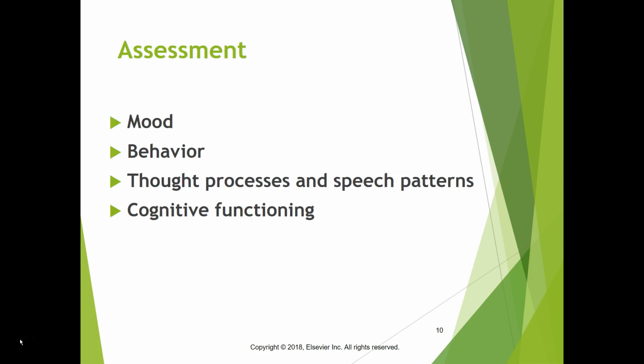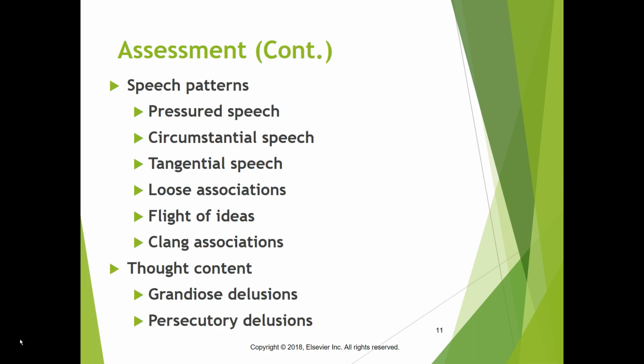So we're looking at assessments. We're looking at mood, behavior, thought processes, speech patterns, and cognitive functioning. For speech patterns, we have pressured speech, circumstantial, tangential, loose associations, flight of ideas, and clang associations. All of those are speech patterns that you're going to be seeing in people that have mania. The book describes these really well on page 229.